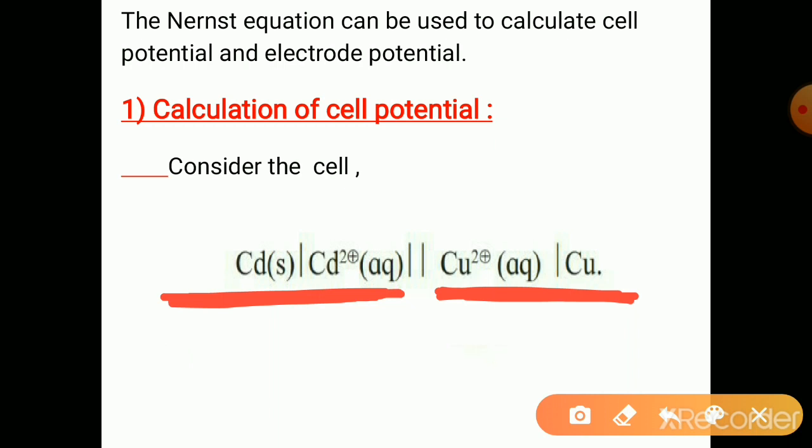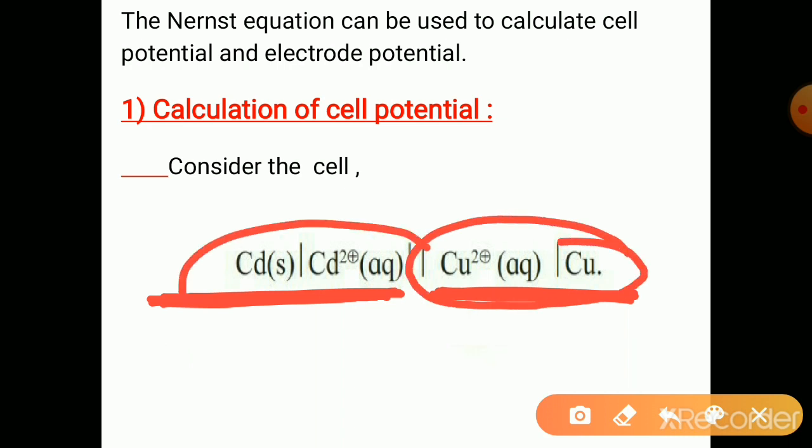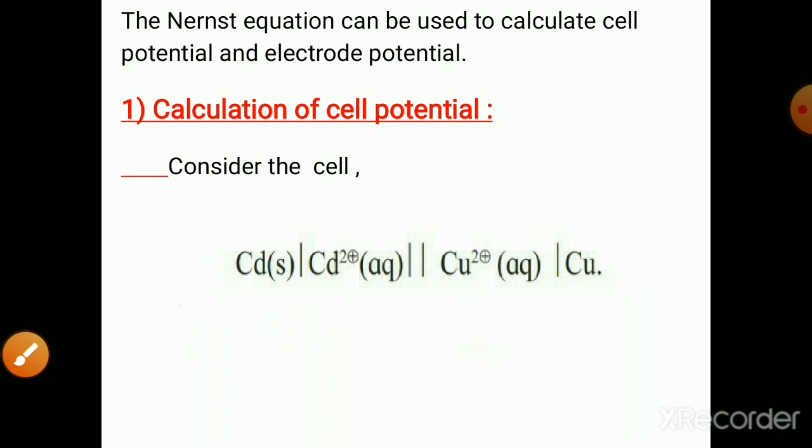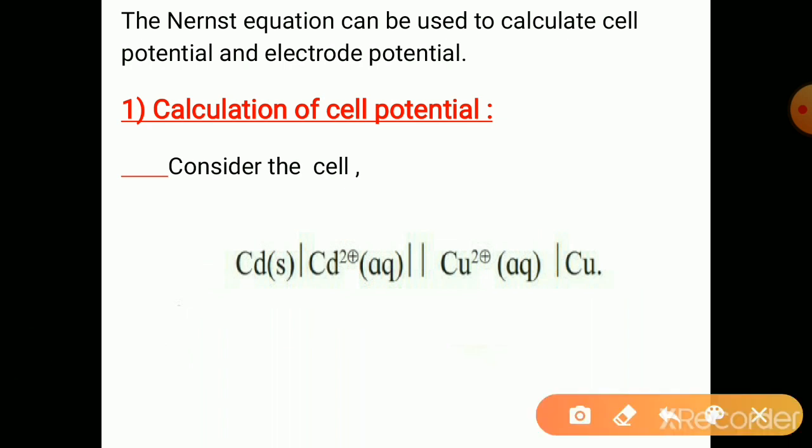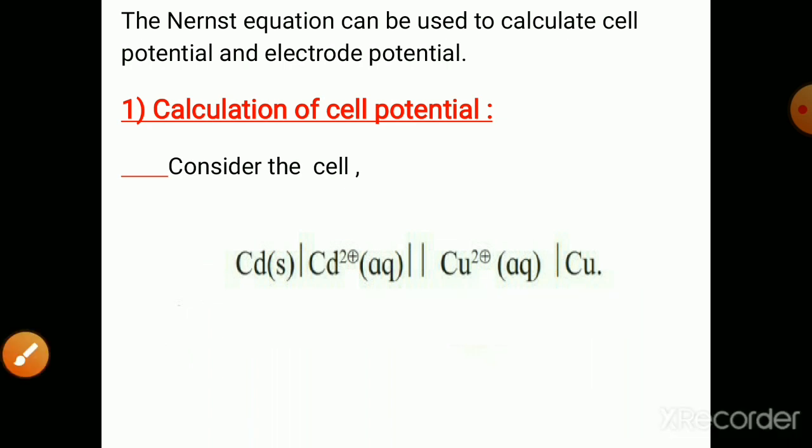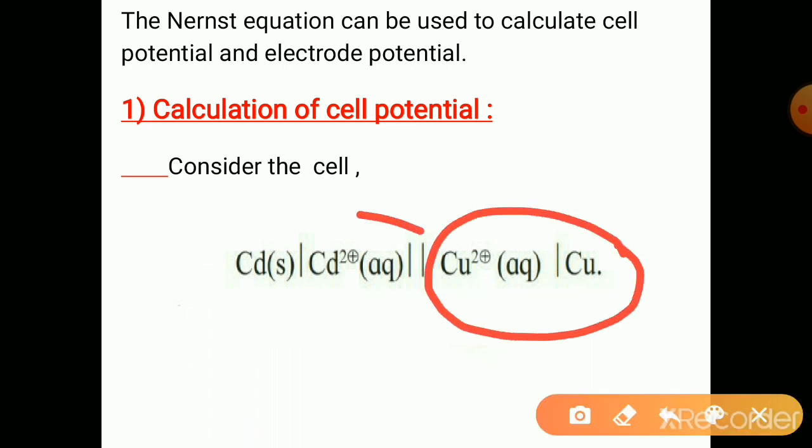These are the standard reduction potentials. We call them the standard potentials. The standard potential of the cathode is higher, and the standard potential of the anode is lower. So the cell potential should always be positive. In order to get a positive cell potential, the cathode should be represented on the right and the anode on the left.